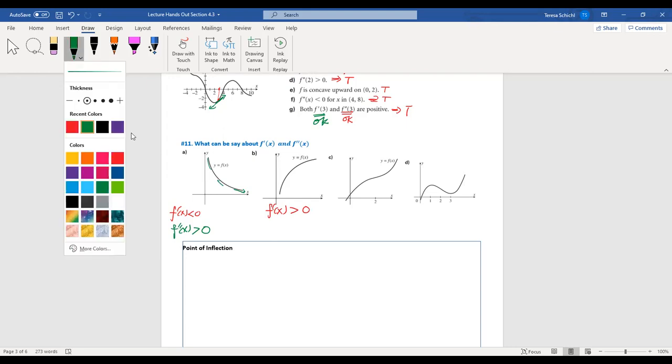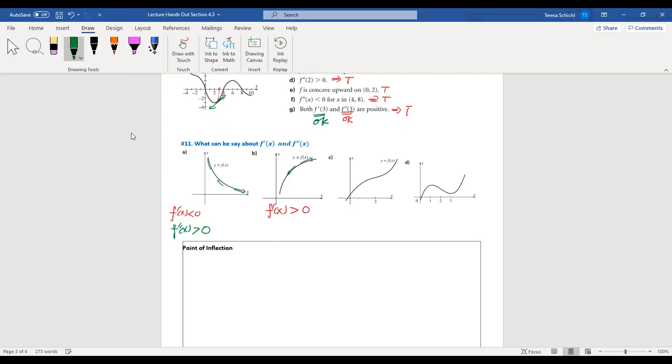Then take a look at this one here. This is concave down because if you put the tangent line here, this function is below the tangent line. So it's concave down. So what is concave down? It's f double prime x has to be less than 0 here.